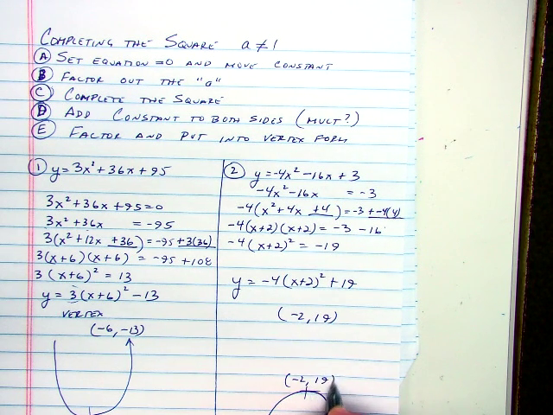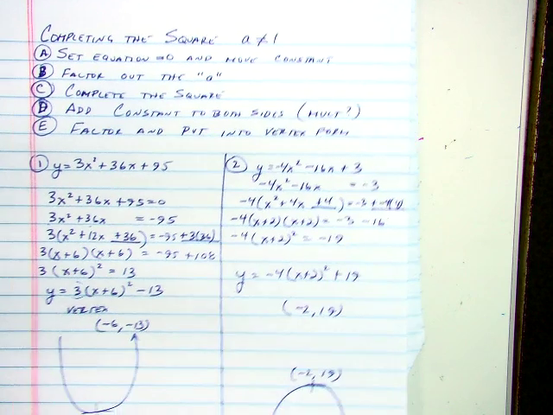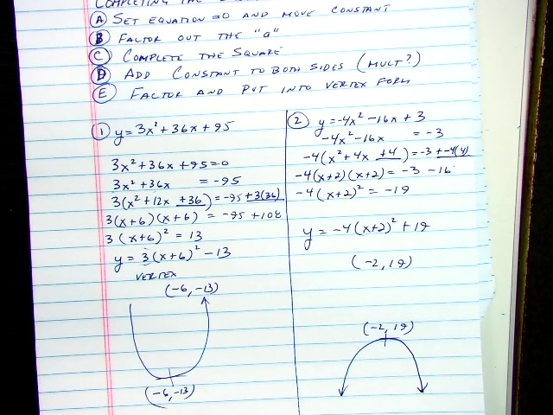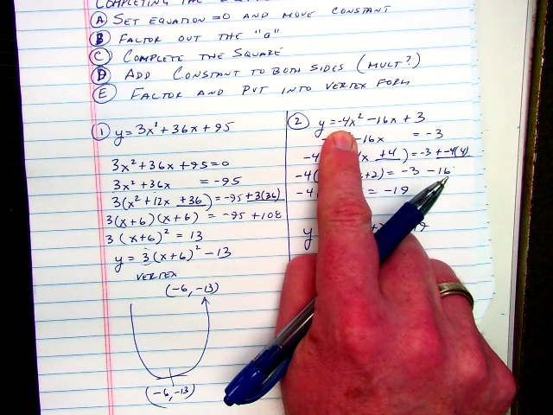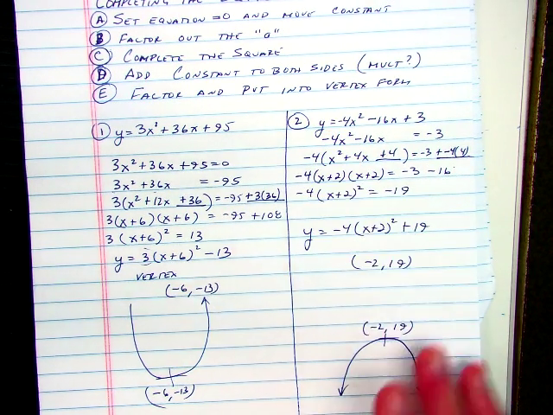Okay? So that was two more examples of completing the square when the a value or the leading coefficient is not equal to 1. A little bit more complicated, and hopefully this helped.